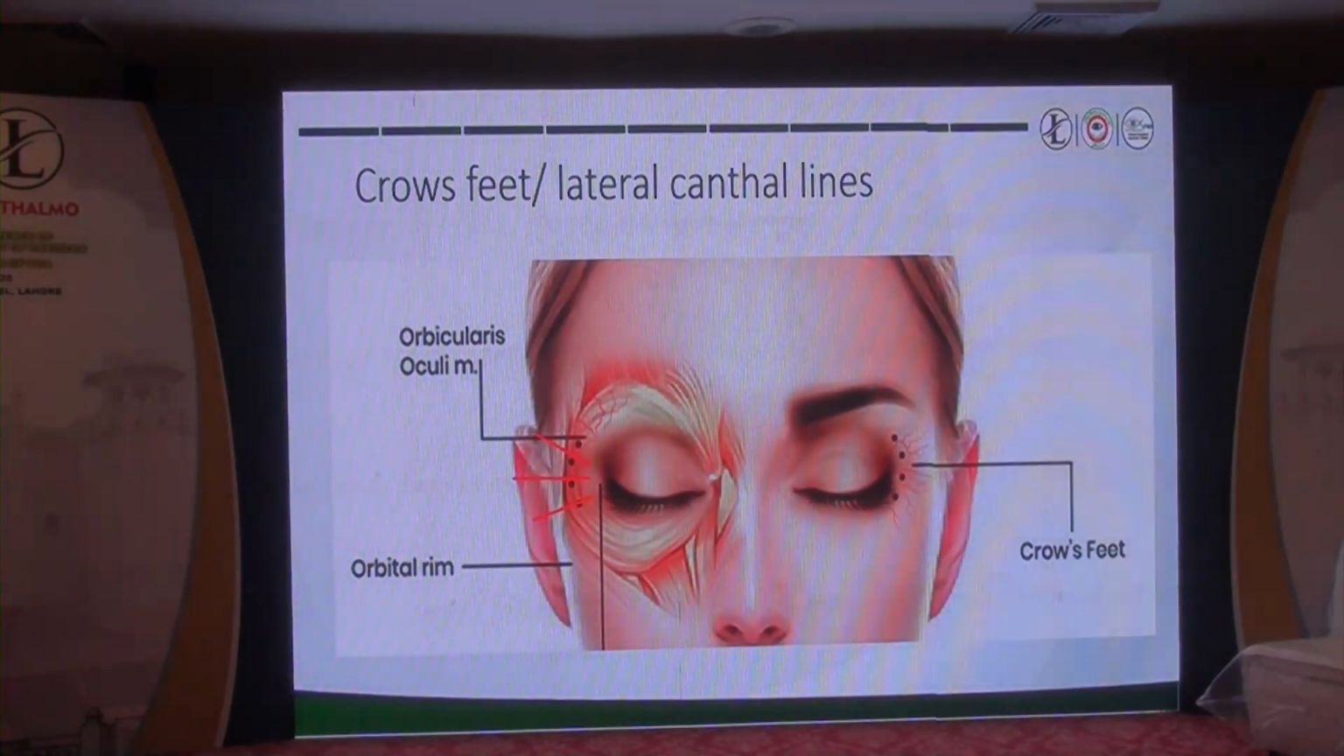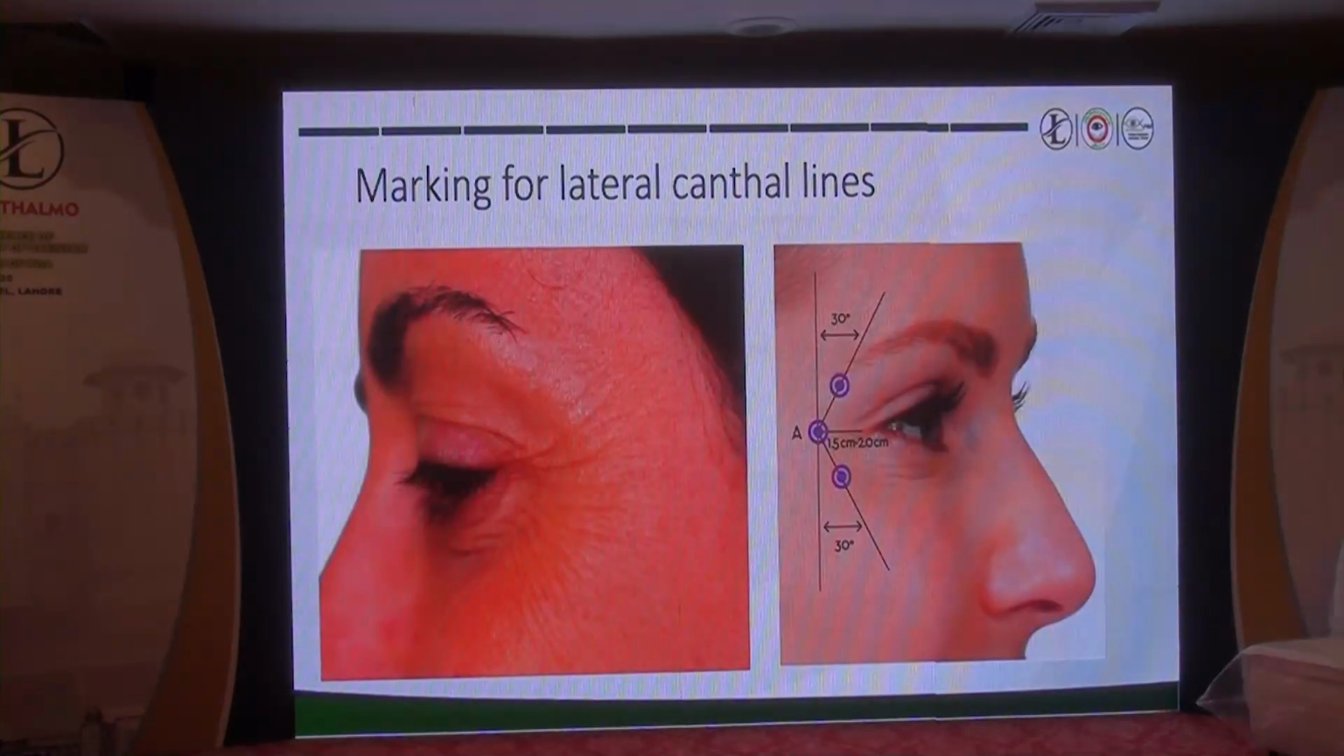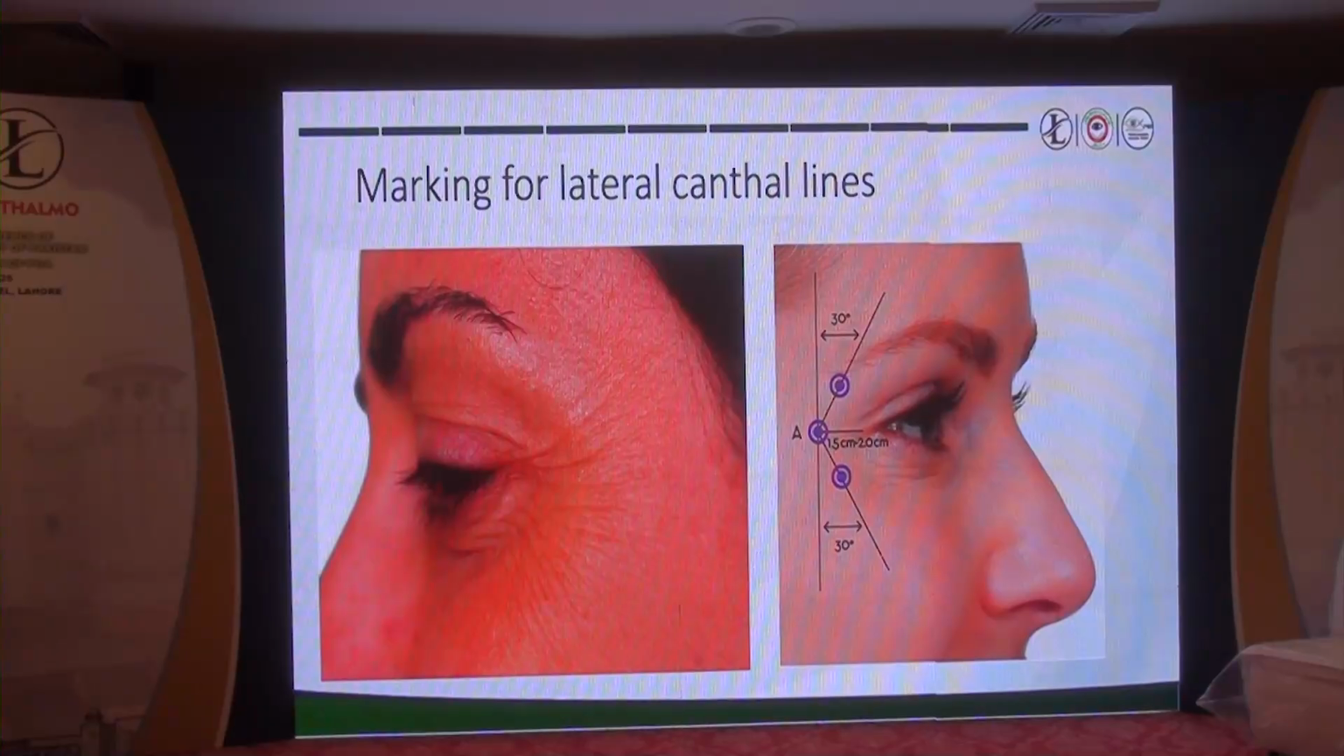The last one is the crow's feet or lateral canthal lines. These are caused by the orbicularis oculi muscle. Orbicularis oculi is the circularly running muscle, so the lines are perpendicular and fan out laterally. For the orbicularis, you mark your first line from the lateral canthus, 2 centimeters in length, and a straight line from here. Your first point is where the 2 lines meet. Then you draw 2 lines going diagonally upward and downward, and the other points are on these lines. The pattern of these points corresponds to the circularly running orbicularis muscle.